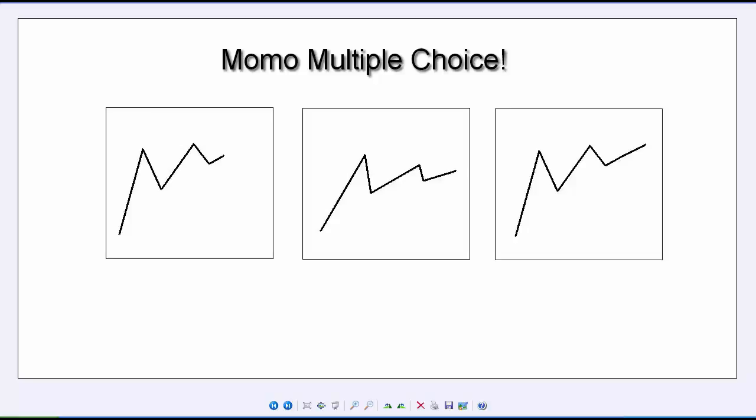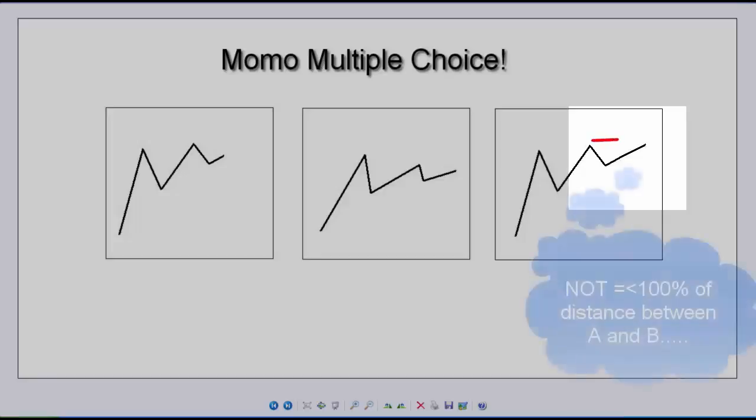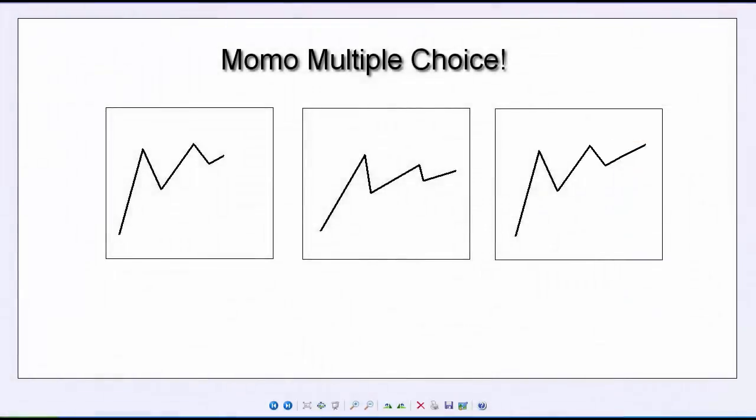In 3, we have everything in place except for the distance between the ends of the impulse waves. That is, point B, which is the end of the second impulse wave, and point C, which is the end of the third impulse wave, has a distance between them that is greater than the distance between point A and point B. That is the end of the first impulse wave and the end of the second impulse wave. And so that's what negates that pattern.